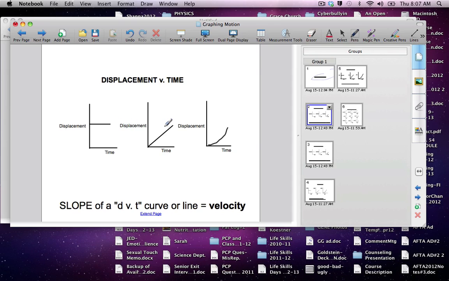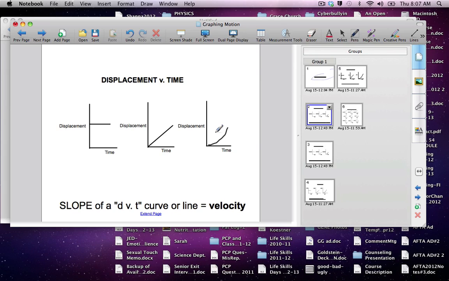And here, if I take the slope of this line, displacement over time, and remember slope is delta y over delta x, in this case it's the change in displacement over the change in time. So the slope gives us change in displacement over time, which we know to be velocity. Here, the slope never changes. That tells us that the velocity never changes. So this is a graph of constant velocity or speed.